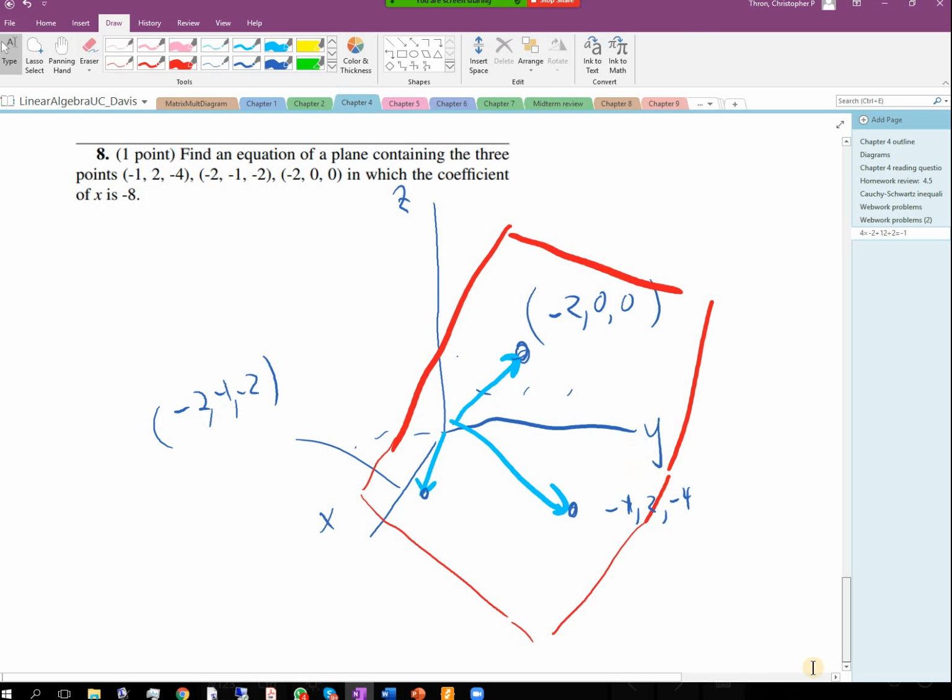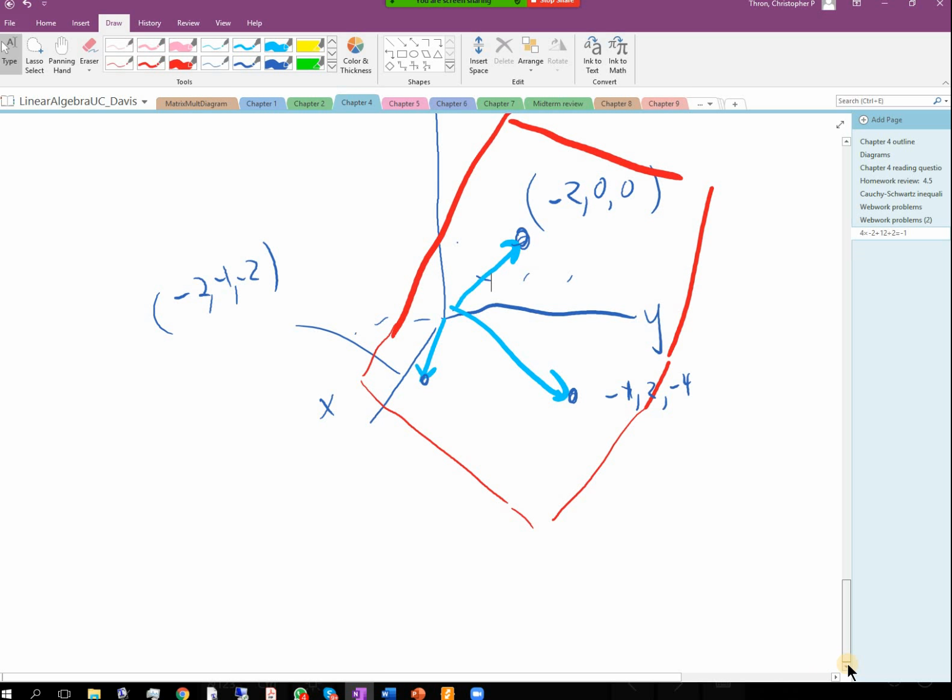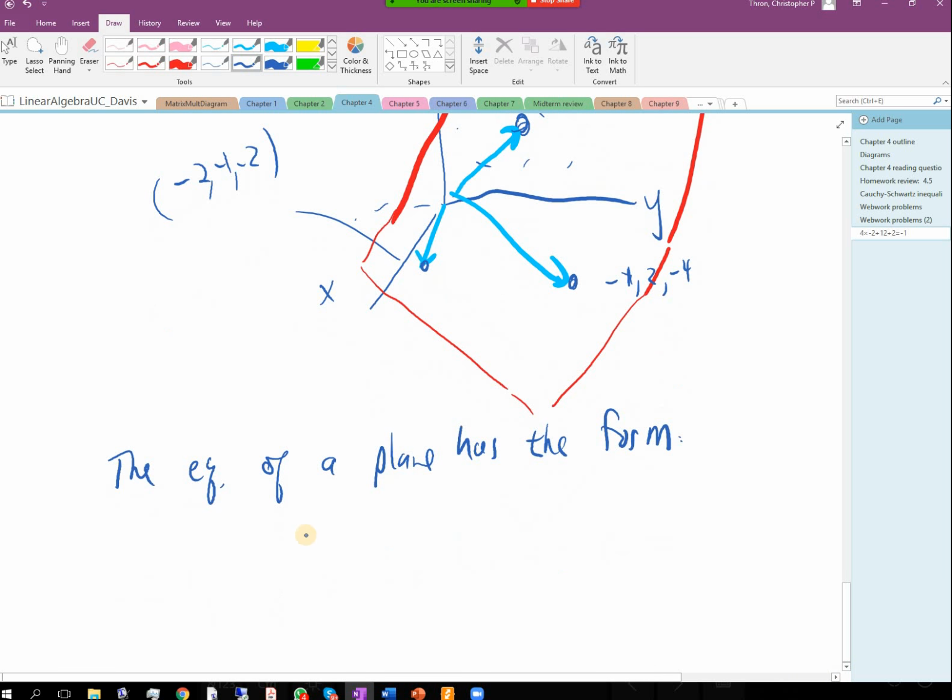So what would be a good first step then? All right, well, now the advantage of linear algebra is you can think about it geometrically and algebraically. We know that the equation of a plane has the form, what does the equation of a plane look like? I would assume, based on recollection, that it would be some form of a times x plus b times y plus c times z equals D for some a, b, c, and D. Exactly. So we need to find A, B, C, and D.